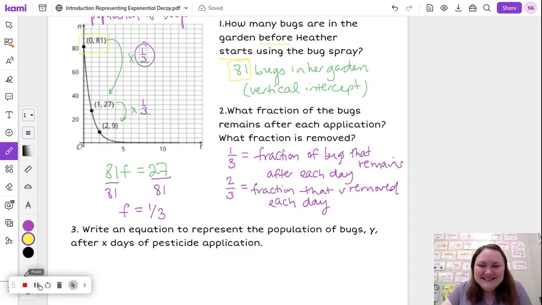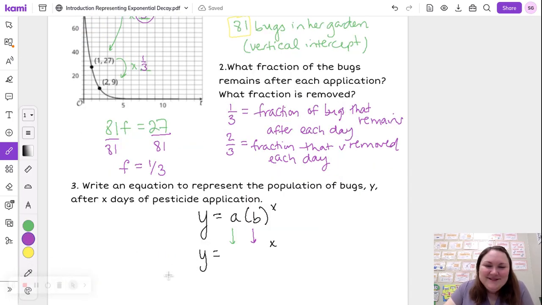Come back to see how you did. To help us write this equation, I rewrote our formula for exponential relationships. Remember, our equations in this class are always going to look like this here. And there are two numbers we need to finish our equation. We have learned that that first number in your equation is always that starting point, your vertical intercept. So I would want to say we are starting with 81 bugs.